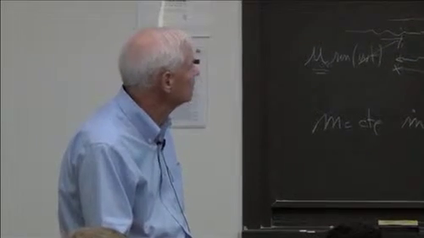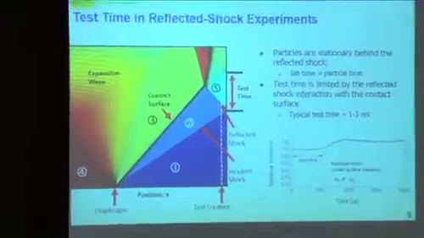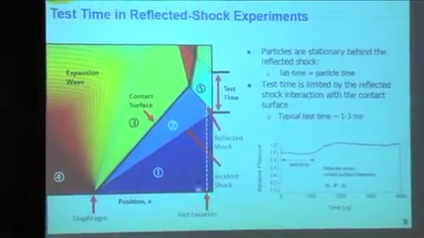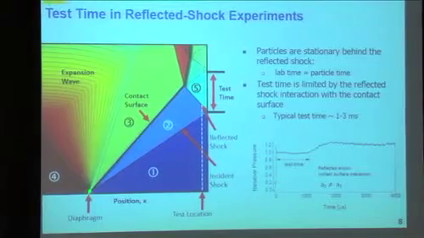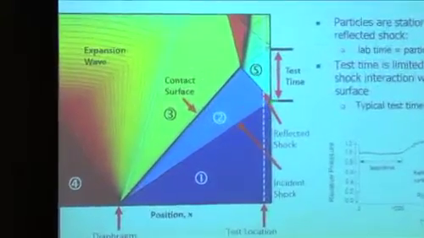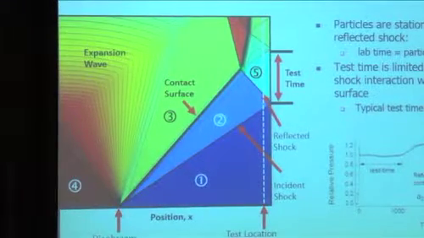You have to think about a shock wave as a transient event. So here's the diaphragm. This is an XT diagram. This is X. Here's where the diaphragm is. Here's the end wall. This is time. The diaphragm breaks. The shock wave is formed, moves at ideally a constant speed, reflects and leaves behind this region 5. That's the test gas right there.